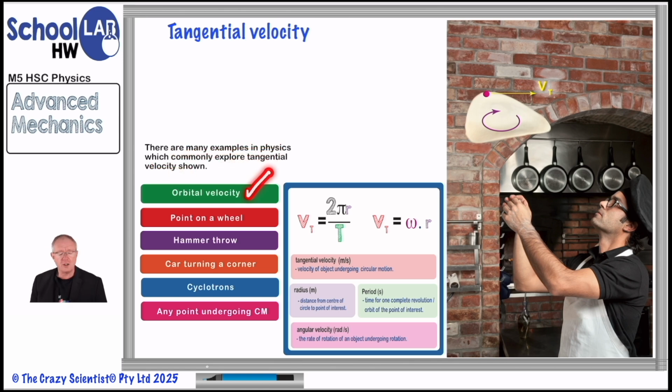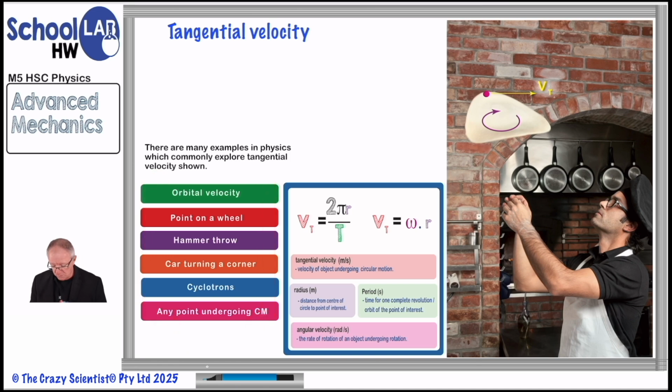And so there's many examples in physics where we can explore tangential velocity. And so we have orbital velocity, which we're going to be talking about when we talk about the space section. We have points on a wheel or points on a pizza. Okay, we have the hammer throw, which we've already talked about. Car turning a corner, cyclotrons, that's where we accelerate particles really fast in circular trajectories, and we're going to be talking about that in module 7 and module 8. So any point undergoing circular motion will have a tangential velocity and an angular velocity. So it's important here.